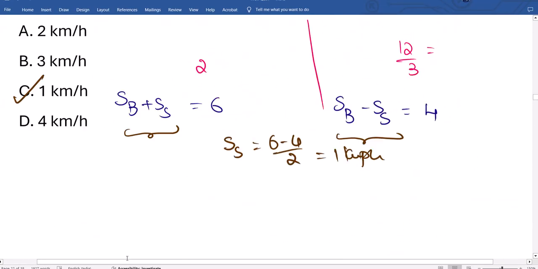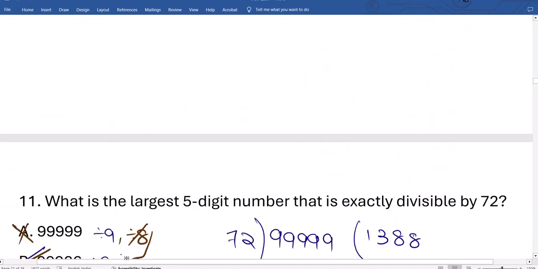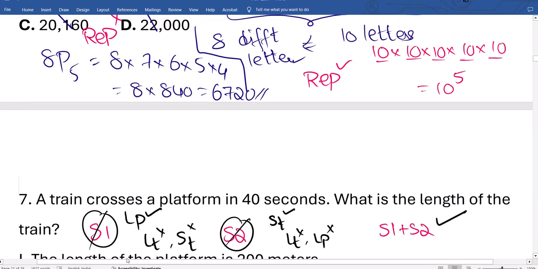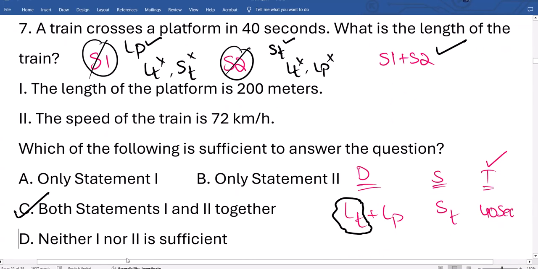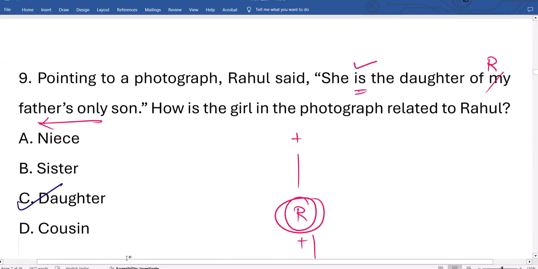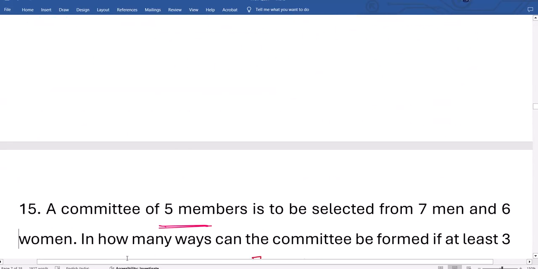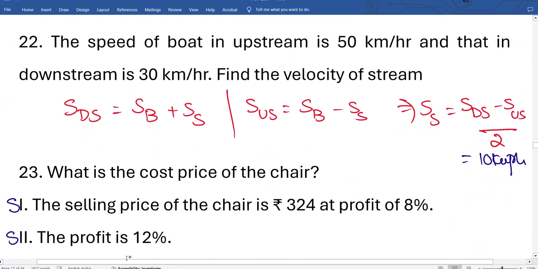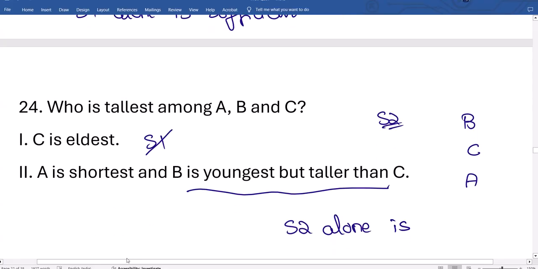There will be options: one alone, two alone. Likewise, I will show you how the options look. Here: only statement 1, only statement 2, both statements together, neither statement is sufficient, like that. We understand here that statement 2 alone is enough to answer that question. So that's what we have to go for: statement 2 alone is sufficient.